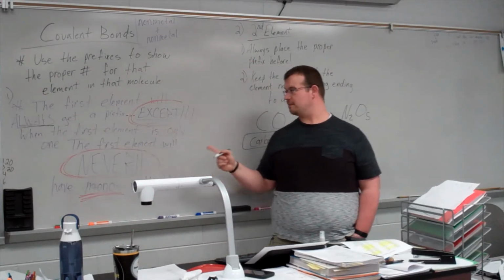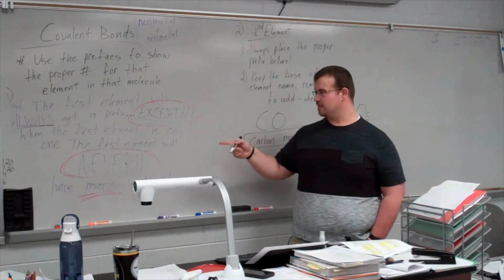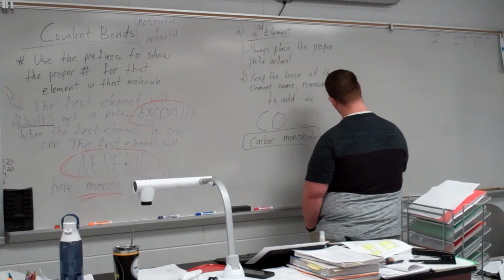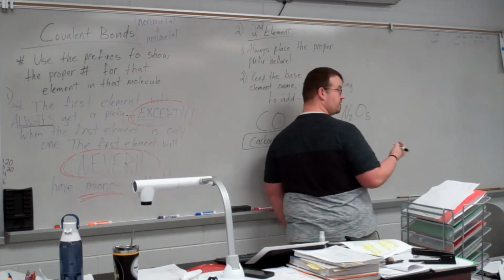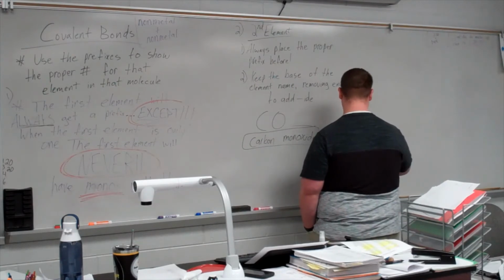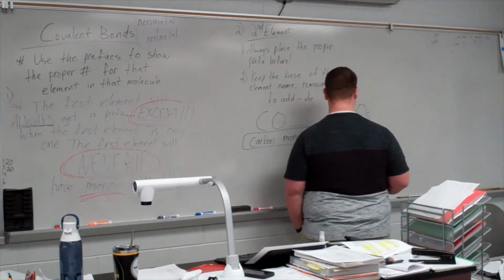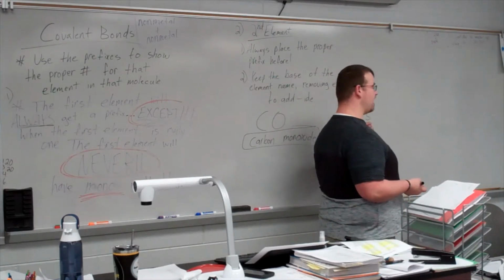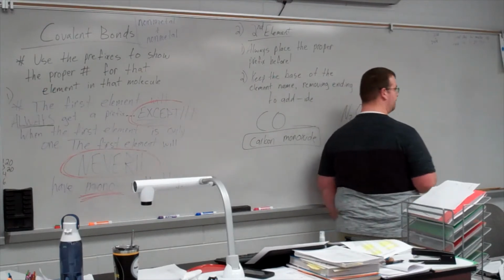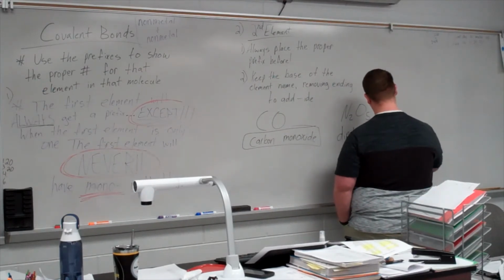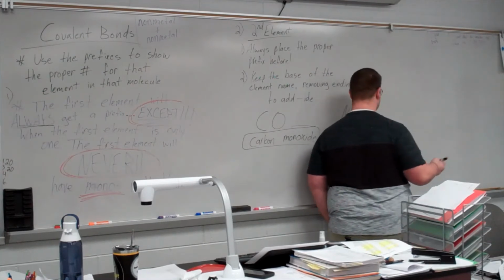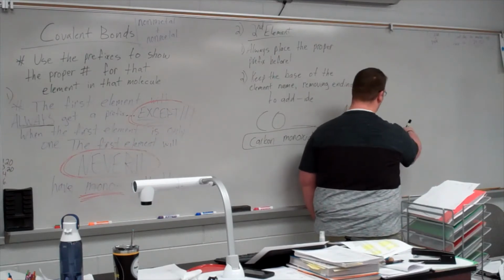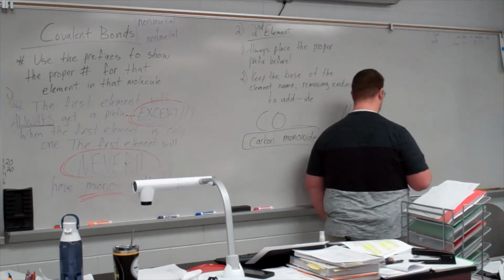First element will always get a prefix, except when the first element is only 1. So, what's the prefix? Di. Name the first element, nitrogen. Go to the second element. We're looking at the prefix. We got a 5. So, what's it for 5? Penta. You hesitated because I think you caught it. Because if we left it like this, we got oxygen, so it would be pentoxide.